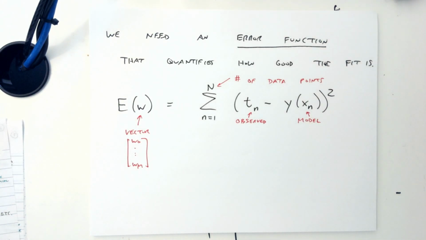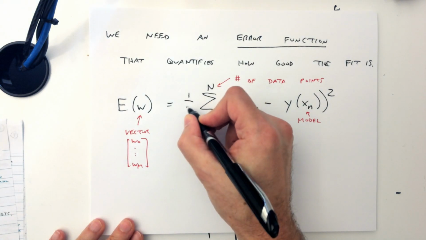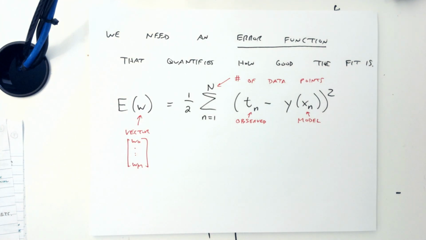And just as a mathematical convenience, you'll see why we do this later, I'm just going to put a 1/2 in front here, right? The 1/2 doesn't really make any difference to the numbers that we find. It's just a scaling of the overall cost function. Now, if the model fit the data exactly, my number would be 0. Of course, you never quite get there, but that's what you hope for.